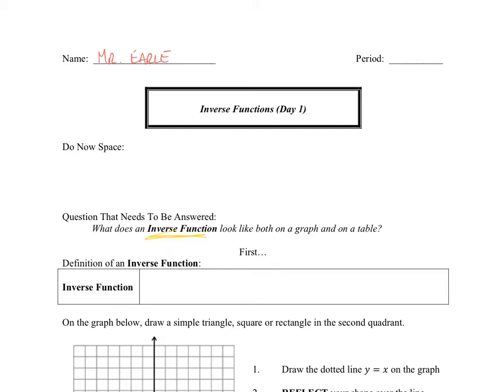So we're going to define it, and it's going to be kind of an informal definition. Then I'm going to go through the whole notes in this video so that you guys can do it in class, and then you'll probably get to do your homework in class as well, because I don't think it's going to take as long as it would if I were there with you.